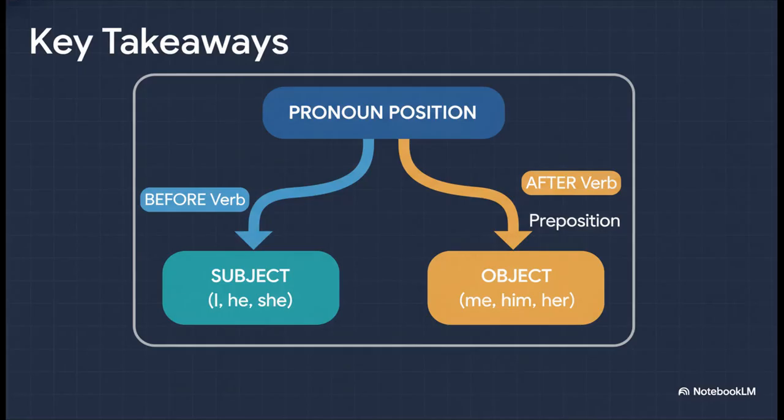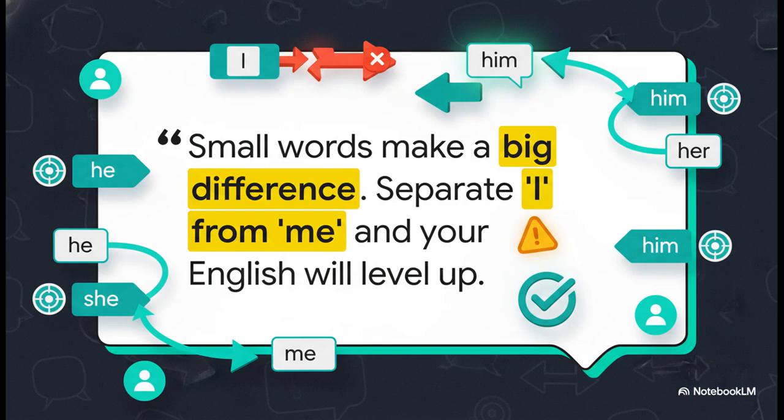Fantastic job. So let's do a super quick recap of everything. The rule is incredibly simple. If a pronoun comes before the verb, you use the subject form, like I, he, or she. If it comes after the verb or after a preposition, you must use the object form, like me, him, or her. That's pretty much all there is to it. And let's end on this note. In English, these tiny little words make a massive difference. The moment you really separate I from me or he from him, your sentences instantly level up. They go from sounding like you're just learning to sounding natural and correct. It's a small change, but it makes a huge impact.